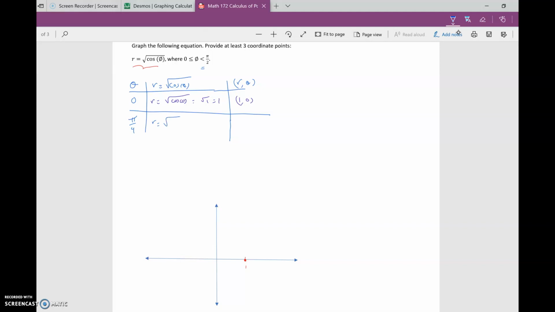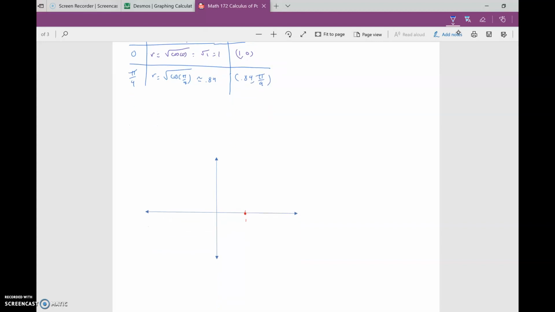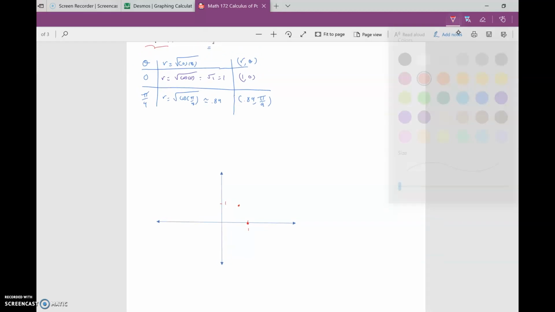So r is equal to the square root of cosine of pi over 4. Please evaluate this one. As a decimal approximation, I'm getting 0.84. So this one's going to be 0.84 at an angle of pi over 4. So not to scale, but I'm just going to say this is 1. So this is 0.84. Pi over 4, like a 45-degree angle, approximately.